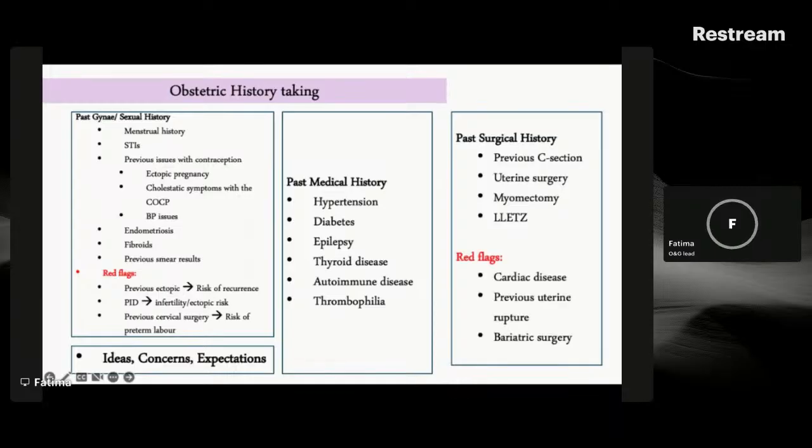And in terms of the red flags of the medical history, any cardiac disease is very important to note because being pregnant will exacerbate the cardiac disease, previous uterine rupture, and bariatric surgery as well. Bariatric surgery is important to note because in ladies who've had bariatric surgery, absorption of vitamins like B12, iron, and folate would be reduced compared to a normal lady without bariatric surgery, and so they need to be monitored more regularly, and for example folic acid, they need to take the higher dose.